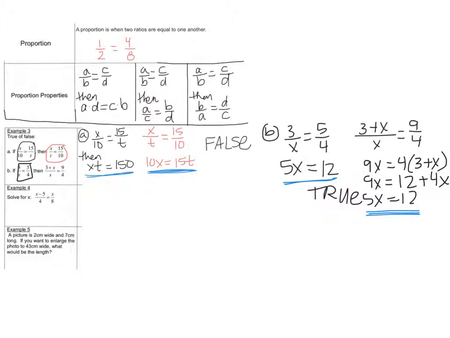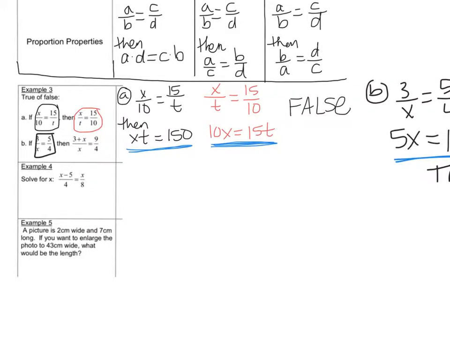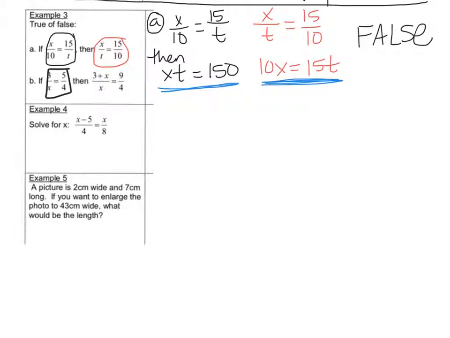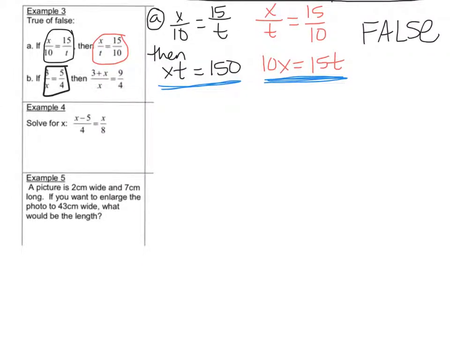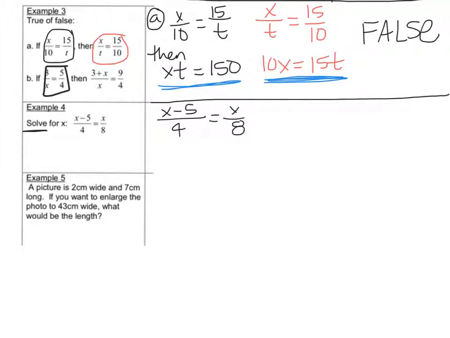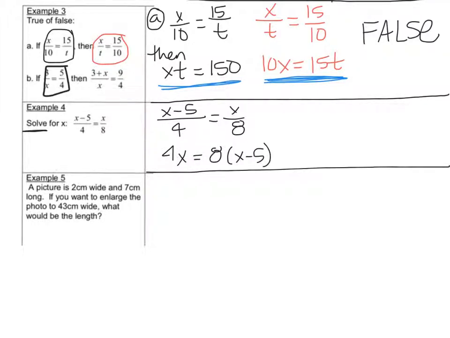Alright, let's go back to our example 4. So now for example 4, they're asking us to solve. So I've got x minus 5 over 4. Let me draw this line here so we can see that that's a change. x minus 5 over 4 equals x over 8. If I want to solve this, I'm going to go ahead and look at my products. I would get 4 times x equals 8 times x minus 5.